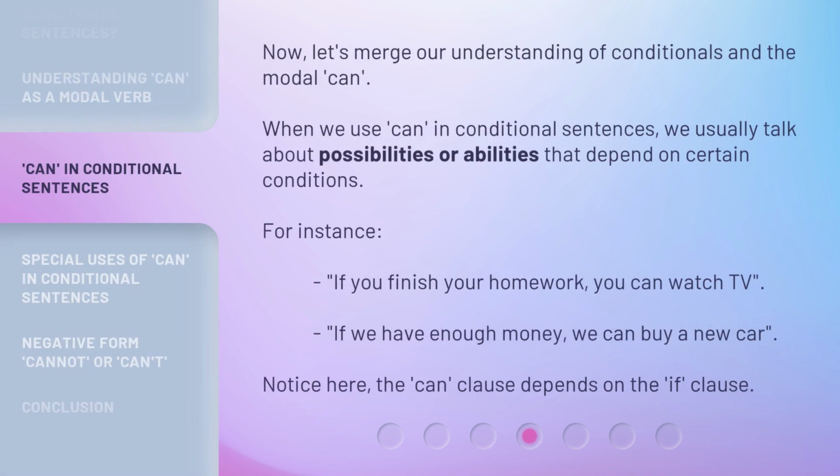Now, let's merge our understanding of conditionals and the modal, can. When we use can in conditional sentences, we usually talk about possibilities or abilities that depend on certain conditions. For instance, if you finish your homework, you can watch TV. If we have enough money, we can buy a new car. Notice here, the can clause depends on the if clause.